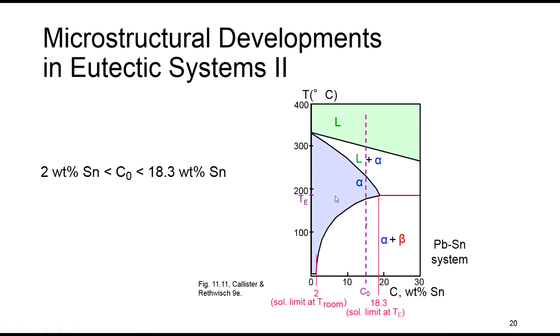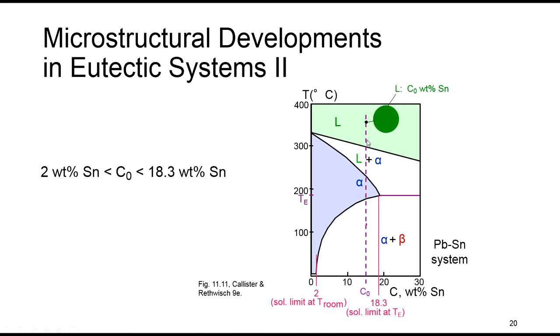Now we move a bit to the right. From this point we move to the right, where the composition percent of tin is between 2 and 18.3, so before we reach this point. Again, here in the liquid phase, of course we will have only one phase, and the composition weight ratio is C0.